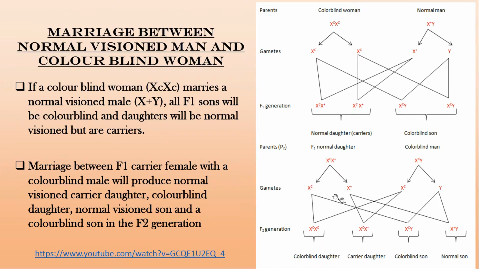Whereas in the F2 generation, when this carrier daughter marries a person who is color blind, the gametes produced will be Xc and X, plus Xc and Y. In the pattern of inheritance, when the egg is fertilized by the Xc sperm, the daughter would be color blind, and one daughter would be a carrier. In the same way, one color blind son as well as one normal son are also produced.